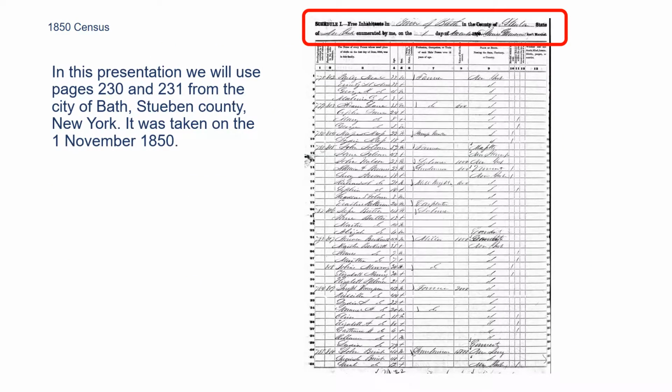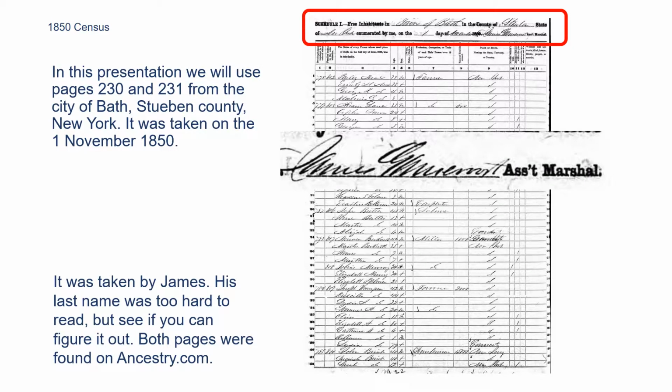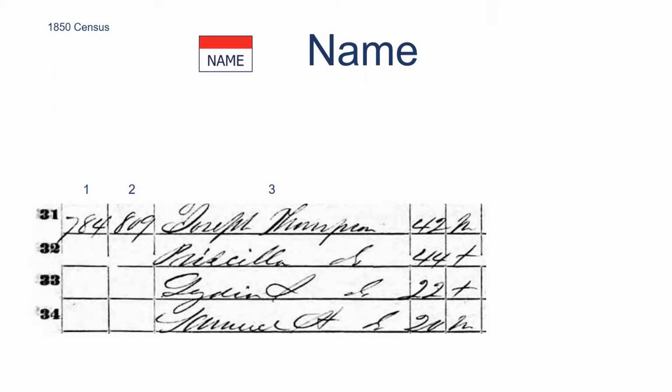In this presentation, we will use pages 230 and 231 from the city of Bath, Steuben County, New York. It was taken on the 1st of November, 1850. It was taken by James. His last name was too hard to read, but see if you can figure it out. Both pages were found on Ancestry.com.